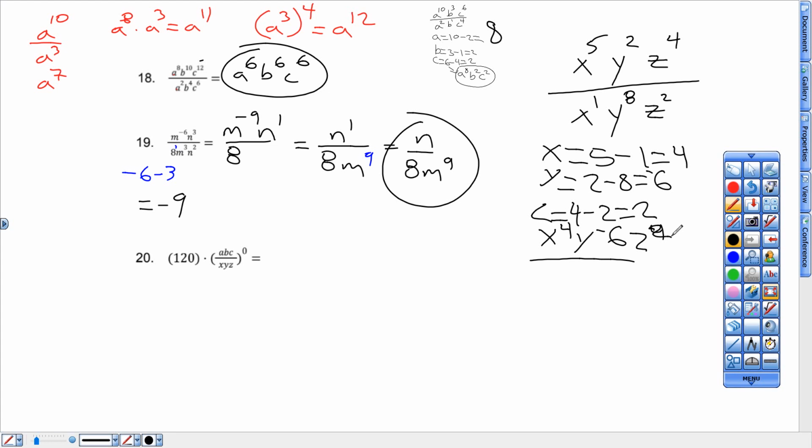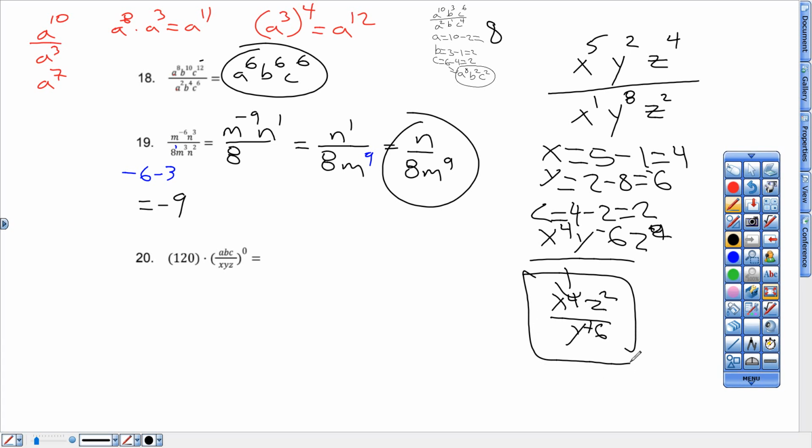Y to the 6, yep, negative 6. This you're going to leave on top, but this is going to come down. So x to the 4th, z to the 2nd, over y. But when you bring that y down, is it still positive? Sorry, yep, it becomes positive 6. There you go. Good job, good job.